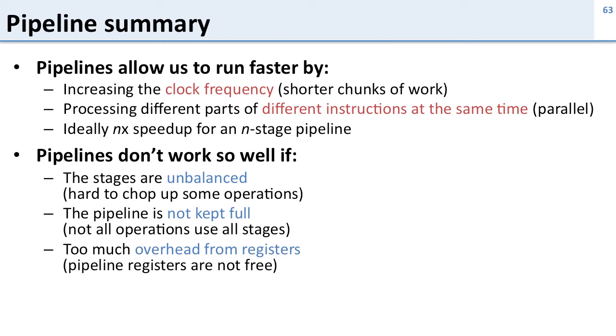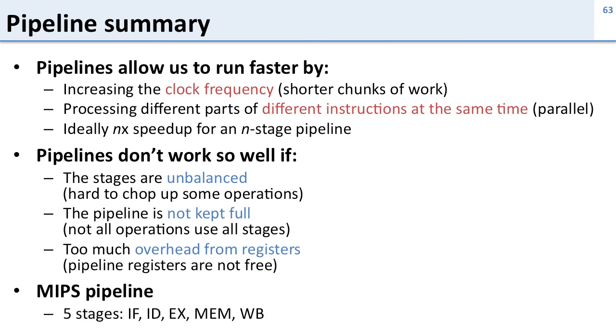If the pipeline is not kept full, well, we don't use all the resources we have, and if we have empty holes in the instructions in the pipeline, it hurts a lot, and we'll see more about that later. And if there's too much overhead from the registers, this can be a real problem for performance. So we can't chop things up infinitely small because we'd spend all our time in pipeline registers. Today we talked about the MIPS pipeline and its 5 stages of instruction fetch, instruction decode, execute, memory access, and write back. And this is really important, so you should make sure you understand all of those stages.